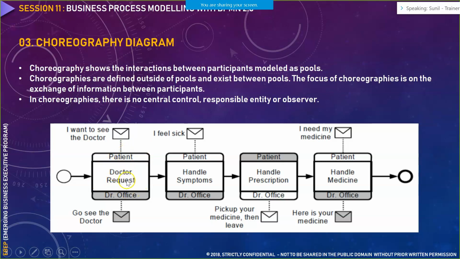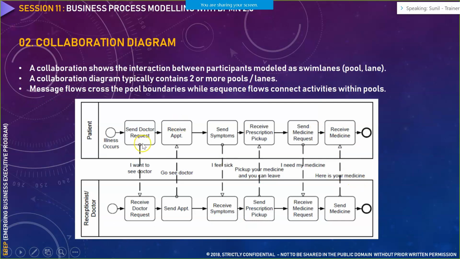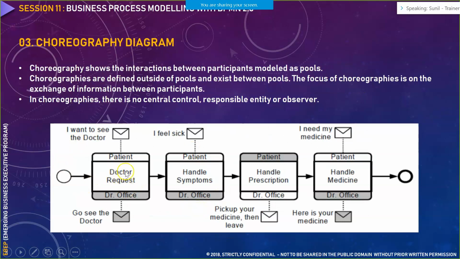This is the process: doctor request, handle symptoms, handle prescription and handle medicine. Whereas in the earlier diagram we had this as the process, and these were the messages. But here we have modeled the process in between, and whoever is associated with that particular process, whether a patient or doctor or any number of users involved, would be able to send and receive that particular information.